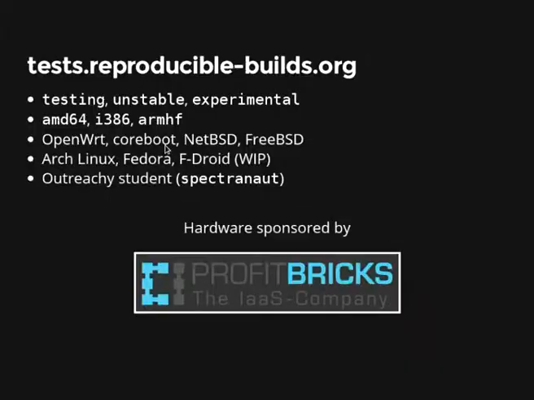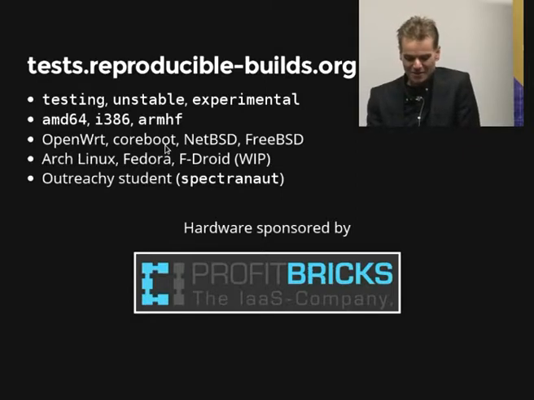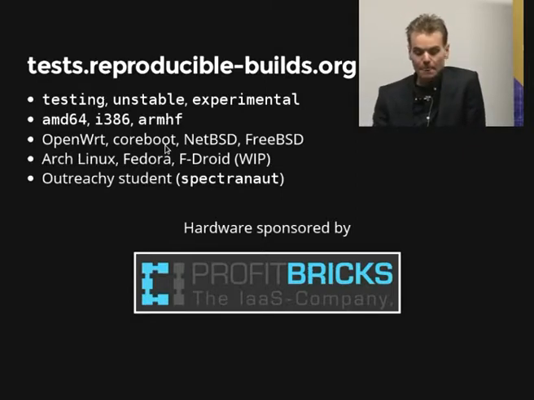We also have been working a lot on our testing infrastructure. We are testing three suites, three architectures, and a number of distributions, not just Debian. We also have an Outreachy student working on improving the output web pages. So that's Valerie over there. It's great. And the i386 and AMD64 hardware is sponsored by Profit Bricks, and the ARM hardware is sponsored by Debian and Vagrant.